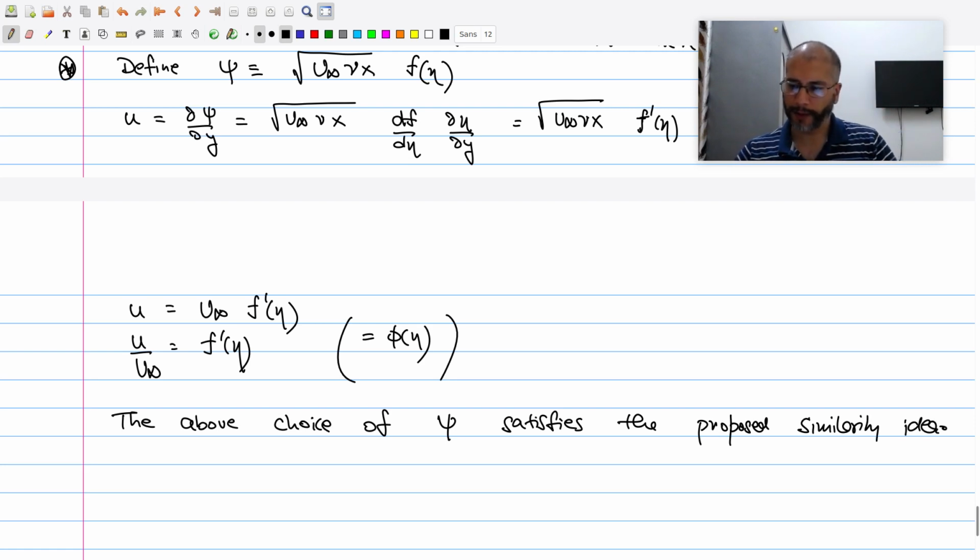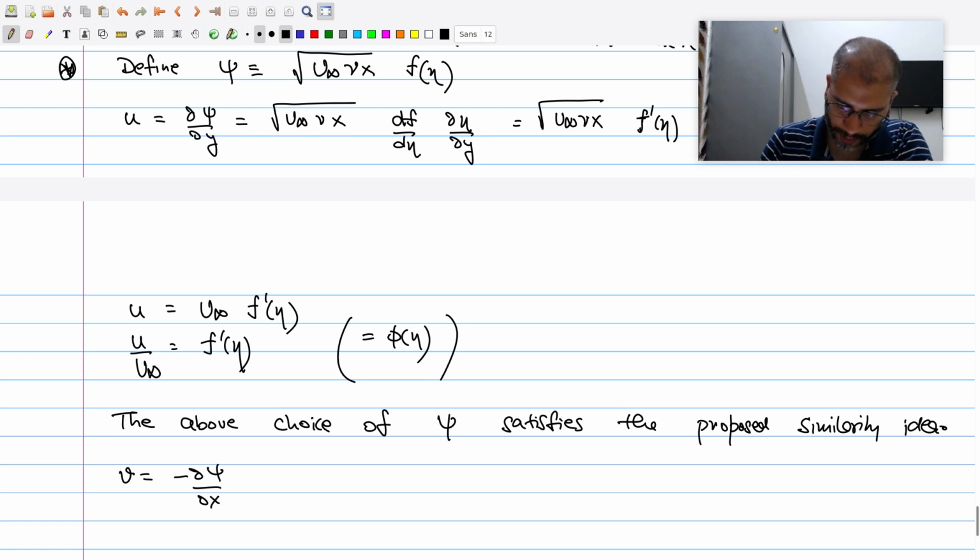Right. So it satisfies the proposed similarity idea. So we are quite happy with this choice of psi. Now, given that we are here, let's also find out the expression for v, the y velocity, because we'll soon be plugging all these into the boundary layer equations. So what is v? v is minus del psi by del x.